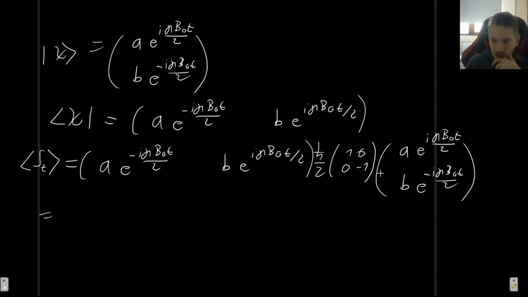Okay, so first of all, let's do the product just as before. When we do this product, we get 1 times this, 0 times this, so this first part will be unchanged, but for the second one we will get a minus sign here.